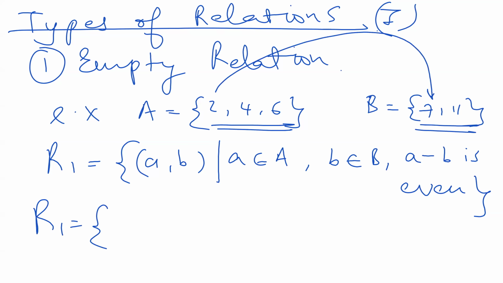So 2 minus 7, it is odd. So (2, 7) cannot be an ordered pair. (2, 11): the difference between them is minus 9, which is not even. (4, 7): can this be an ordered pair for R1? Will you tell me, yes or no? Over the chat box, you can reply. (4, 7) cannot be an ordered pair because the difference is -3.